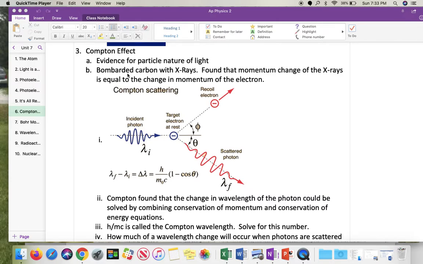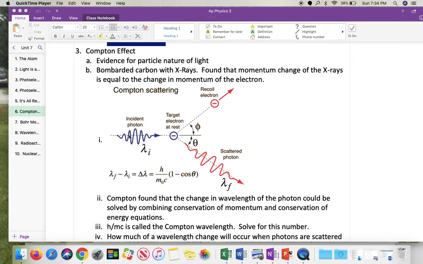Arthur Compton was a physicist at Washington University in St. Louis. He won his Nobel Prize for showing that photons indeed have momentum, which we talked about in the last lesson, by bombarding carbon fibers with X rays. Basically, what he found was that the momentum change of the X rays is also equal to the momentum change of the electrons that were kicked off of that carbon film that he was using to study this. So let's look at this picture here, real quick.